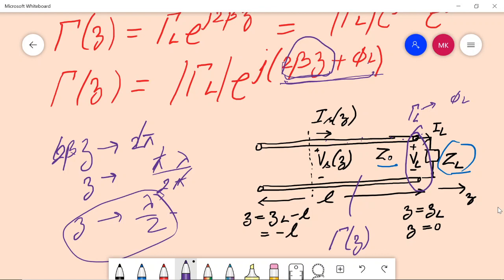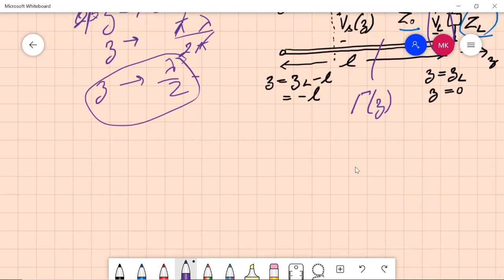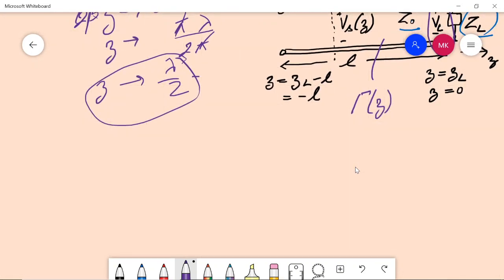So for a lossless line, keep in mind that the magnitude remains the same and phase will change over this line, and it will be repeated after the lambda by 2 distance, once when this becomes twice of this one. Okay, so this is a very important result. Now coming to the property of this gamma L.